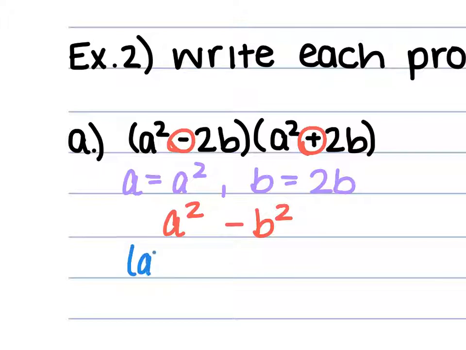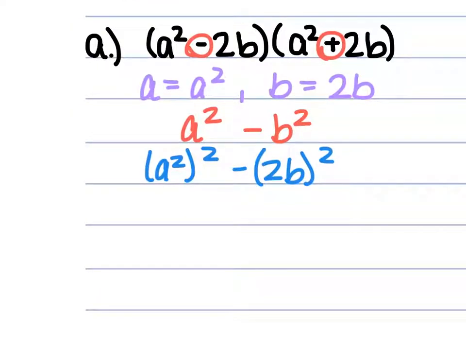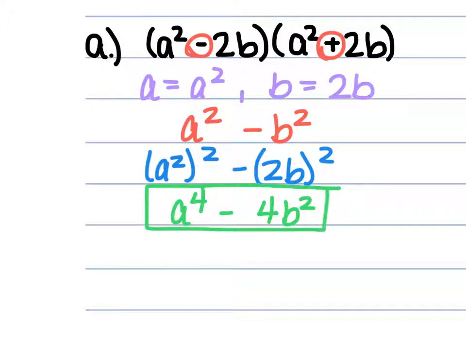Plug this into your formula, which is a squared minus b squared, because opposite signs. We're going to have a squared raised to the second power minus 2b raised to the second power. So this a squared raised to the second power is a to the fourth power. Remember, multiply the 2 times the 2. And then we're going to have negative 2b raised to the second power. So the 2b raised to the second power is going to be 4b squared. So a to the fourth minus 4b squared.